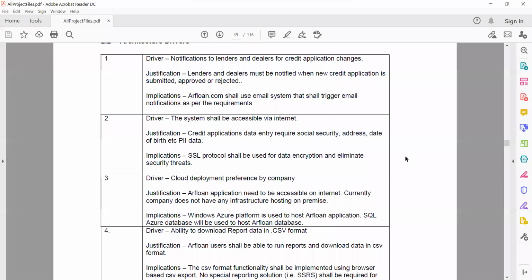So for example, if you look at the second entry here, my system is going to be accessible through the internet, and I'm going to put in credit application information, which requires your social security number, your income, and some of your personal identification information, like your birth date, your address, your name. You can't simply transmit that information over the internet in an unencrypted manner, because anybody could tap it and steal your data. Therefore, everything the system does has to be encrypted. And therefore, the system has to use the SSL protocol whenever communicating information from a client machine to the server and back and forth.